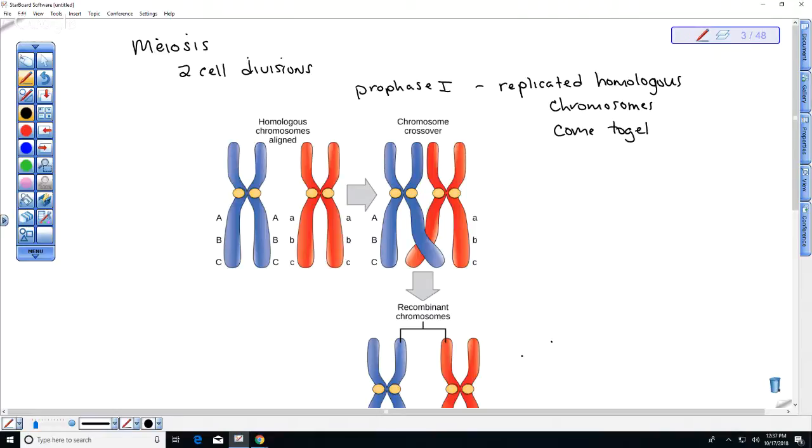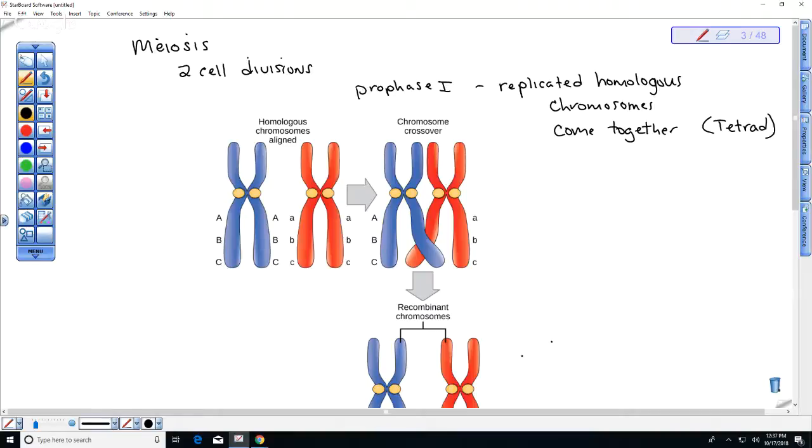And they form what is called a tetrad. So there we would have 4 arms all together. They're simplifying it here, right? So this would be the 4 arms. Okay, so tetrad means 4.